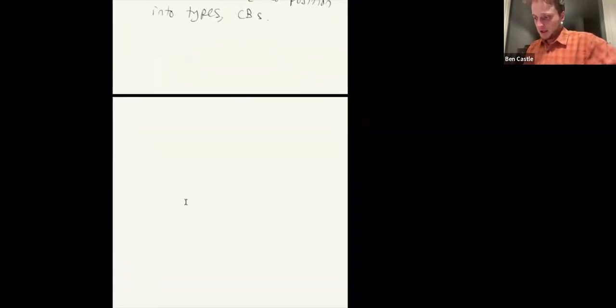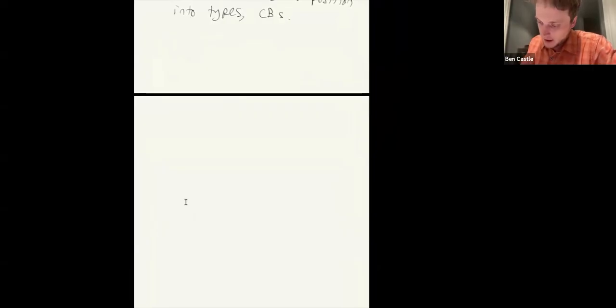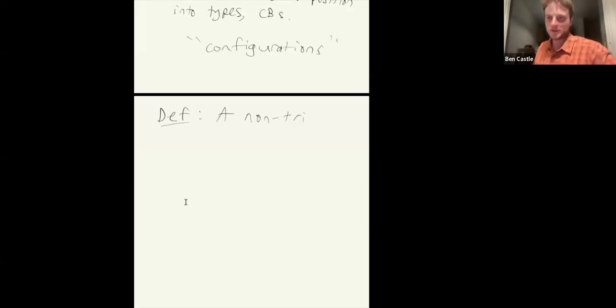So I'm just going to start. A first definition is what I'm going to call a non-trivial configuration. There are going to be different configurations. The key word here is configurations. And in abstract model theory, you see group configurations, right? And this is for the same reason. You have to sort of code things into configurations of points.